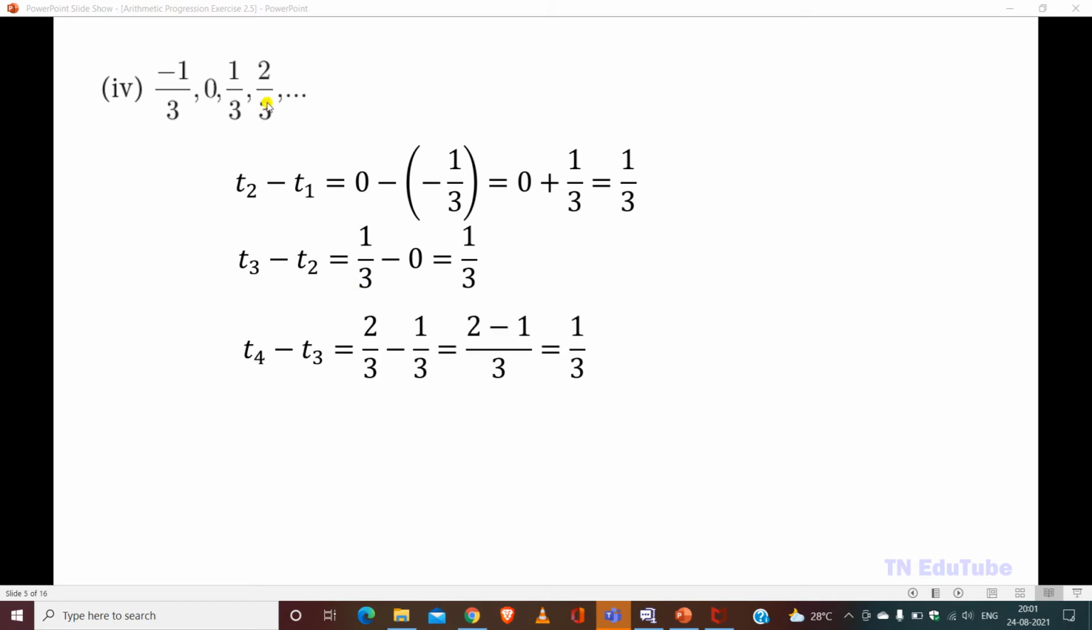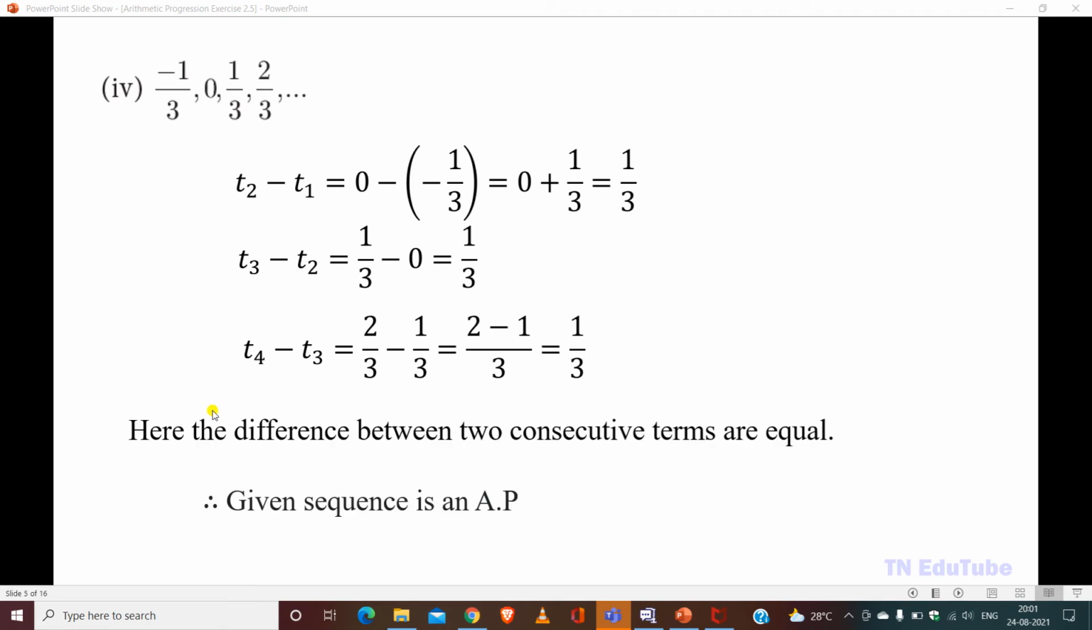T4 minus T3, 2 by 3 minus 1 by 3. So 3 is the common LCM. So you get 2 minus 1, you get 1 by 3. Here 1 by 3 is the common difference. Therefore, the given sequence is an AP.